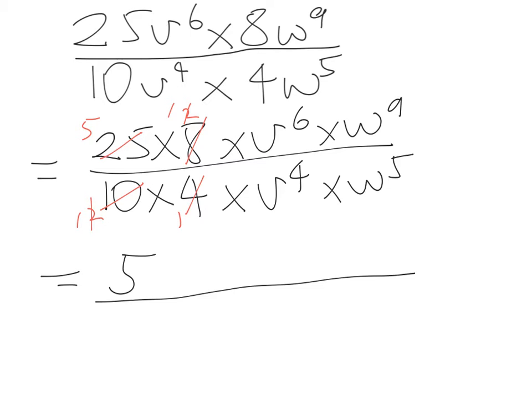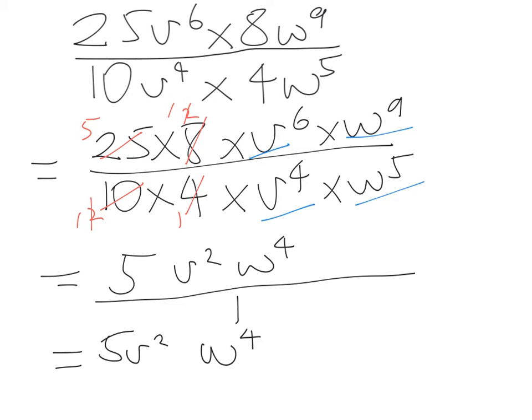With the letters, if I look at now the v's, you've got v to the power 6 divided by v to the power 4, which gives you v to the power 2. And on the next one, I've got w to the power 9 and w to the power 5 for the w's, which will give me w to the power 4. Now, everything on the bottom part of the fraction is 1, so we don't really need that, so I can just rewrite it as 5v squared w to the 4.